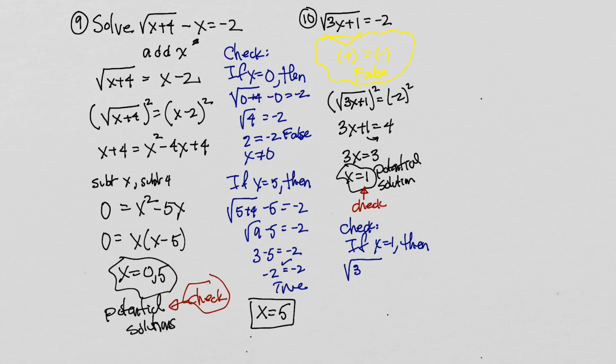Here's what we'll have. We'll get the square root of 3 times 1 plus 1 equals negative 2. In here, we're going to get 3 times 1 is 3, plus 1 is 4, equals negative 2. But the square root of 4 is 2, right? Because this is the radical sign, so we get the positive. We know 4 has 2 square roots, 2 and negative 2, but this indicates the positive one. So we get 2 equals negative 2, false. So we have to toss that one out. So we know that x cannot equal 1, and that's the only number we had. So now we're just going to claim that this equation has no solution.